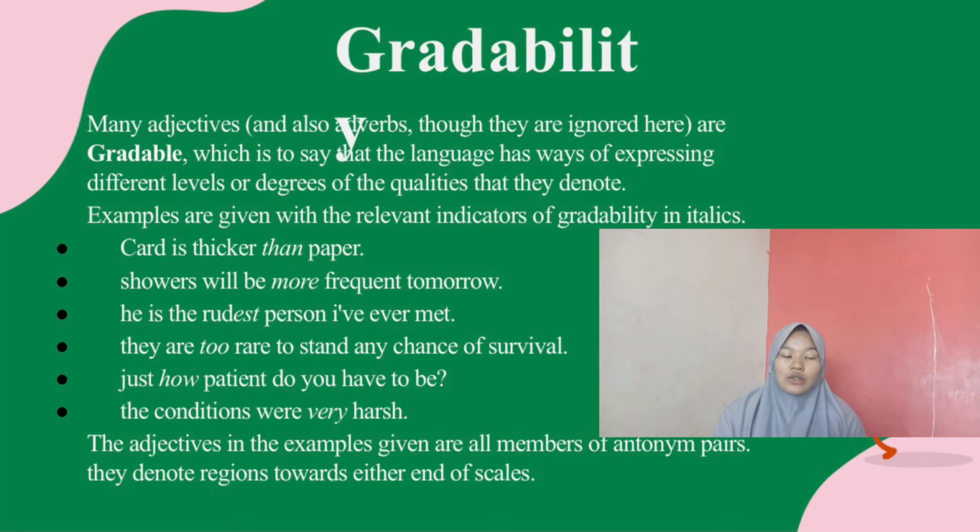The next material, constructions with adjectives. Gradability. Many adjectives are gradable, which is to say that the language has ways of expressing different levels or degrees of the qualities that they denote. So let's see the examples. Examples are given with the relevant indicator of gradability in italics. The adjectives in the examples given are all members of antonym pairs. They denote regions towards either end of scales.